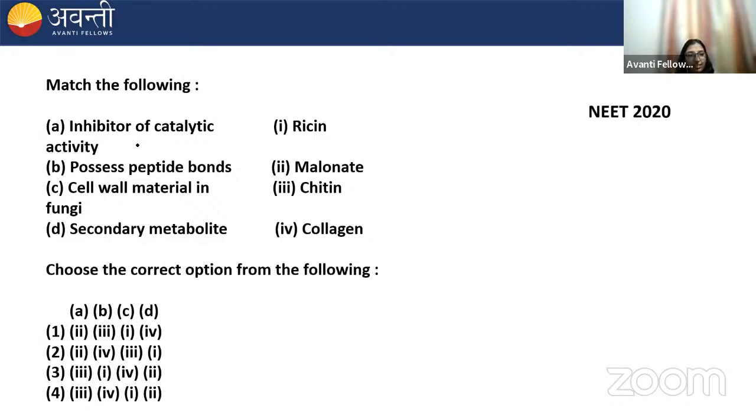Next question says match the following. A, inhibitor of catalytic activity, B, possess peptide bonds, C, cell wall material in fungi, D, secondary metabolites. And here the options are ricin, malonate, chitin, and collagen. Choose the correct option from the following. You have to match the following. Those who are connected with YouTube, they can answer in the YouTube chat.